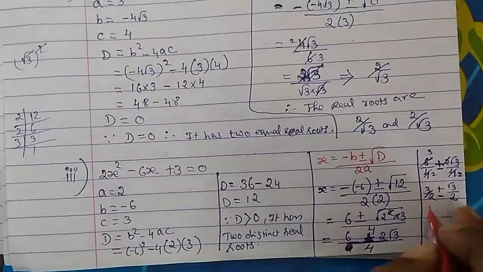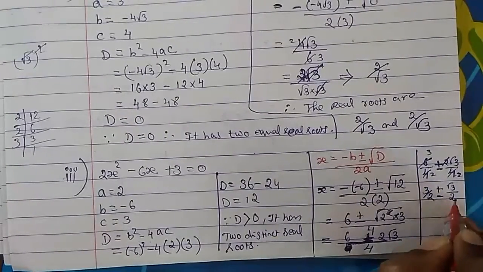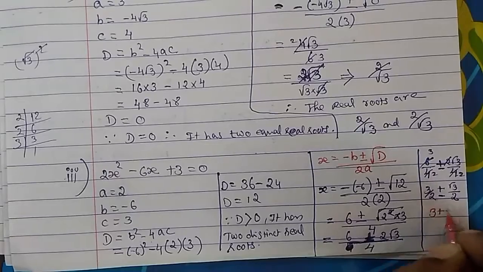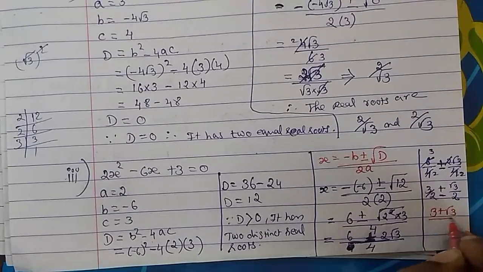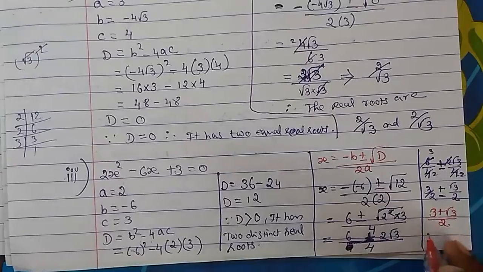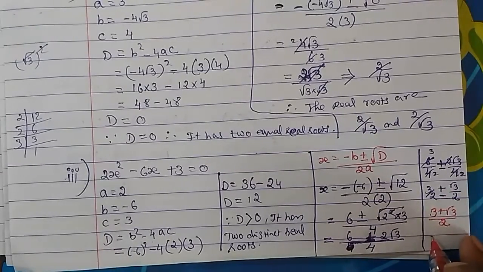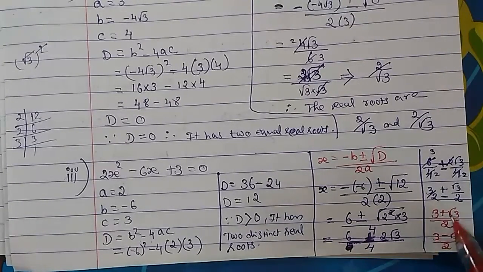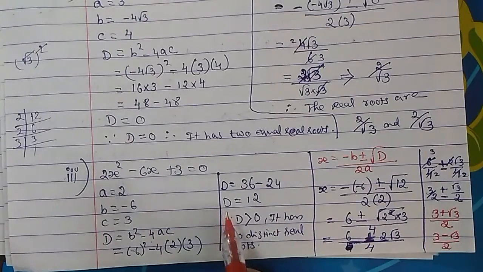Okay, now this answer will be, because both the side denominator is same, so we can write down answer like this: 3 plus root 3 upon 2. This is one answer because plus or minus. Then another one can be 3 minus root 3 upon 2. These are the two answers. When d is greater than 0, we will get two distinct answers. So one we got 3 plus root 3 upon 2. Another one is 3 minus root 3 upon 2. Two distinct answers. That's it.